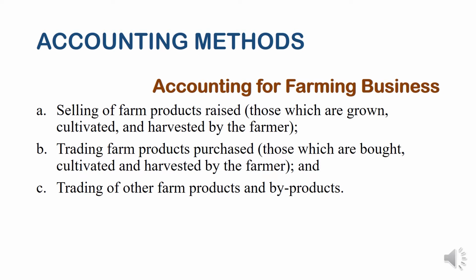And last will be trading of other farm products and byproducts. There are some instances wherein the primary product would produce a byproduct. For example, when the farmer is engaged in palay farming or rice farming, the rice husks, which are considered as byproducts, can still be sold for a minimum value.